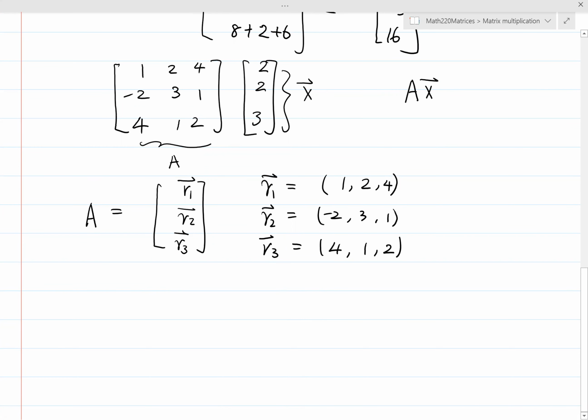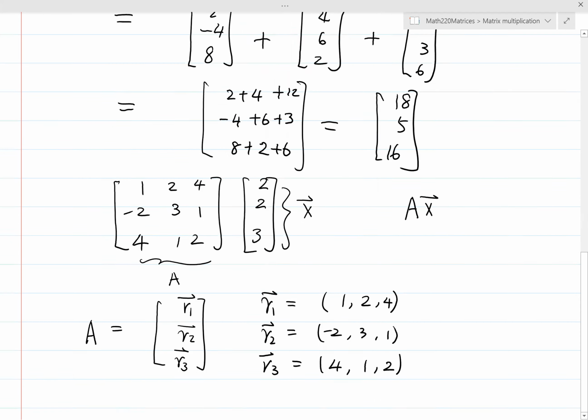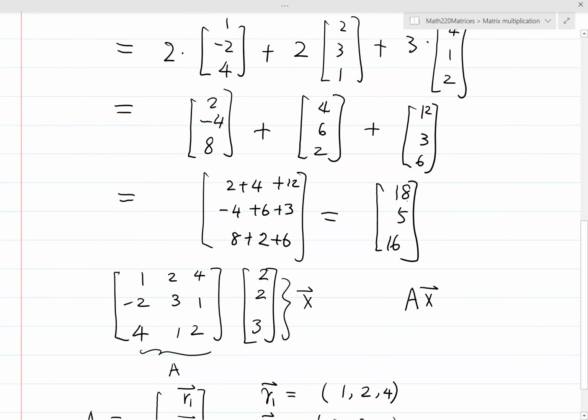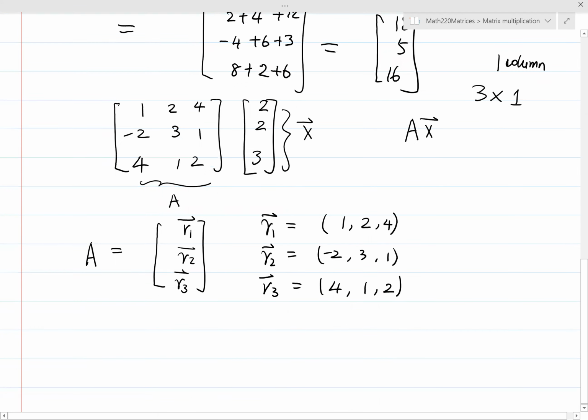Row operation says if you multiply, what do we get? In this case we get a column vector, 3 rows, 1 column. So it's a_ij, where i is the row and j is the column. So i ranges from 1 to 3, and j is just 1. No choice for j.